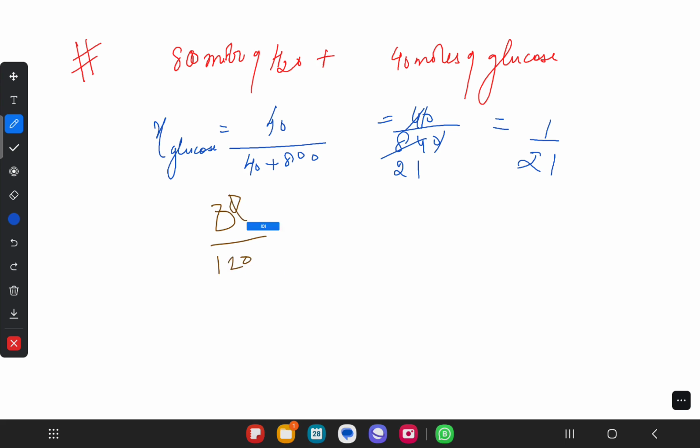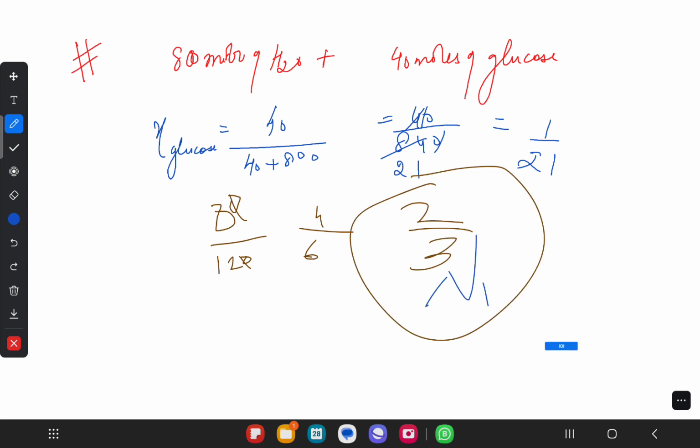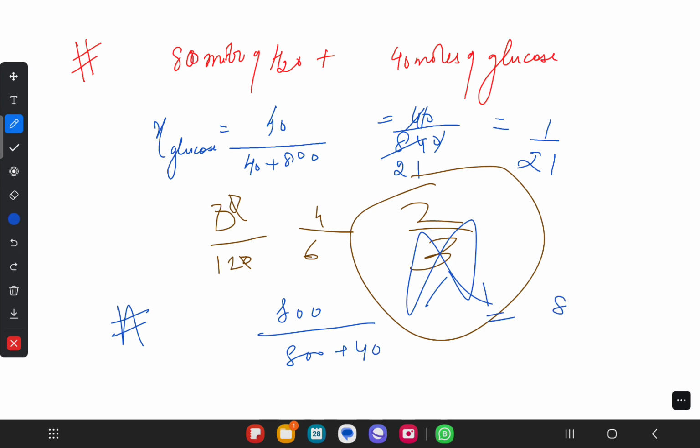How would you solve? Which is 4 over 6, 2 over 3. No, wrong. How would you solve? It is basically 800 over 800 plus 40. So that's going to be 800 over 840. So 10 cancels with 10.